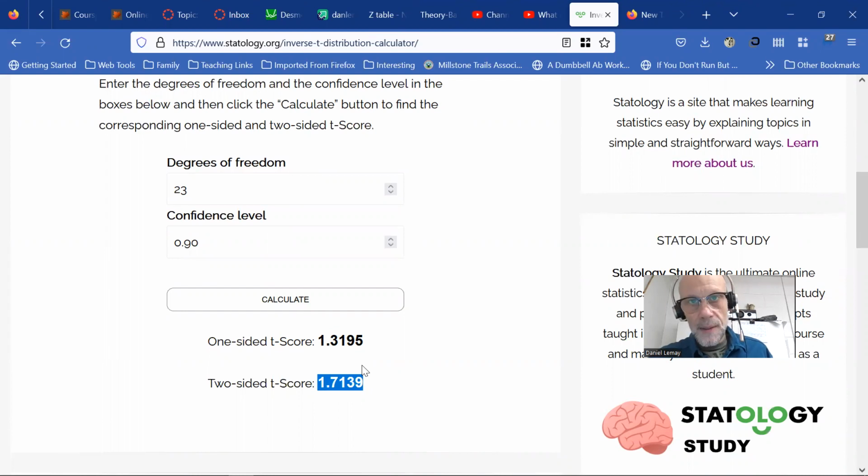The one-sided will be when we run statistical tests next week. Confidence intervals are always two-sided because you have those two tail areas. You want to be in the middle, right? You want to get the area in the middle. So see how that's the same as what the graphing calculator gave. Okay. All right. Hope this helps.